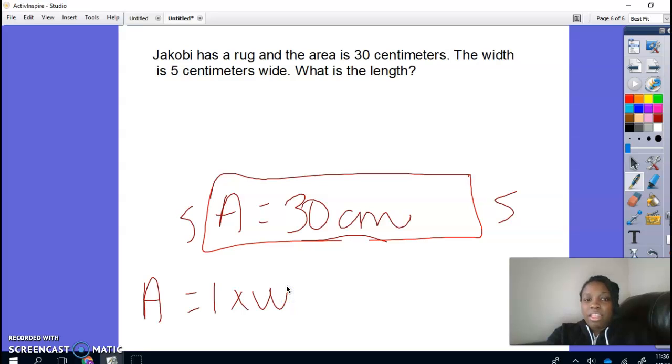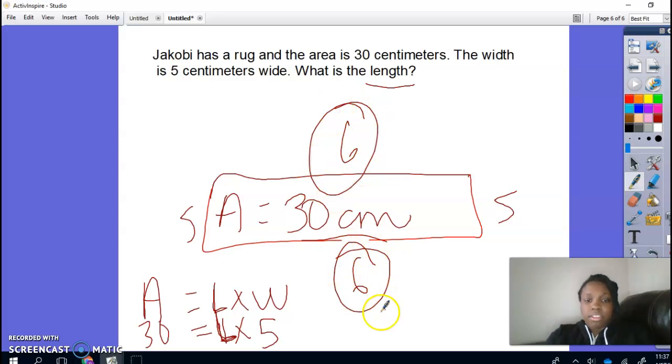And do I have my length? No, that's what I need to find out. Do I have my area? Yes, my area is 30. 30 equals length times my width is 5. This is an L. So I need to find out what is my length here. So remember, if you can't multiply, you can divide here. But what times 5 equals 30? Good, 6. So my answer is 6 is my length.